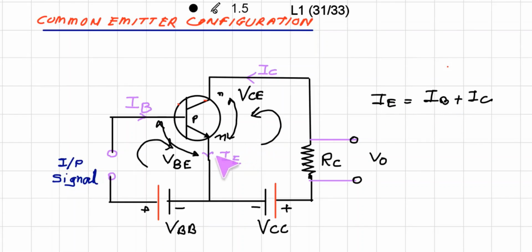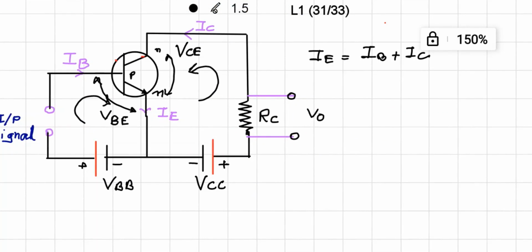Now, how much current is flowing through IB and how much through IC decides the amplification factor, that is, how much signal is provided to the input and how much is actually amplified at the output port. So we are going to see the current amplification factor in case of common emitter. Here we have beta, which is nothing but the current amplification factor.